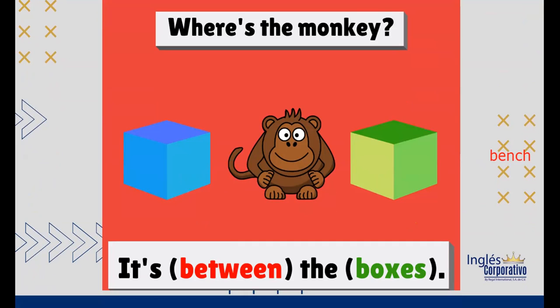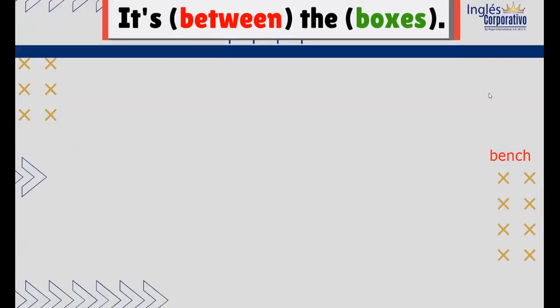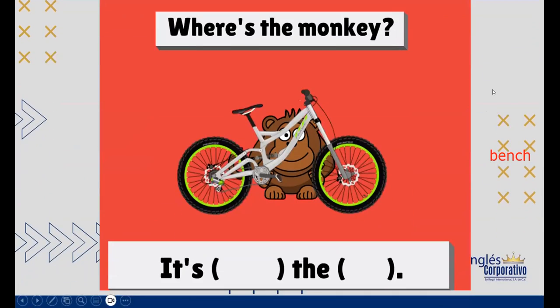Very good. Okay. So, the boxes, okay? Eso es algo muy importante porque son doble, ¿eh? Entonces, por eso se pone boxes, okay? So, it's between the boxes. Thank you. Let's see next one. Where is the monkey?